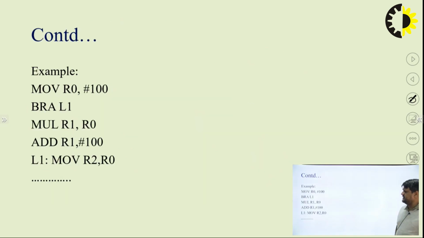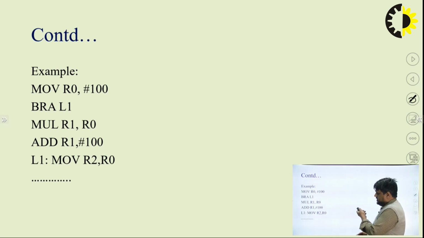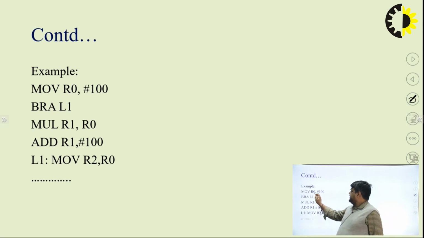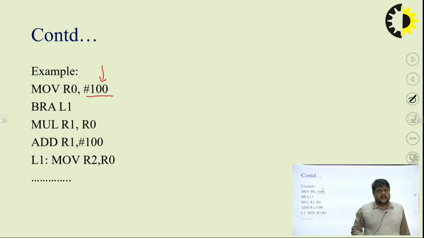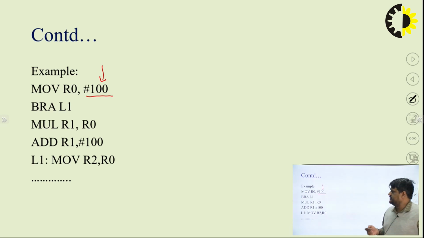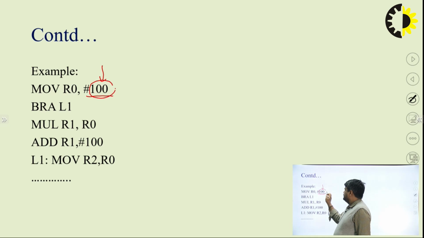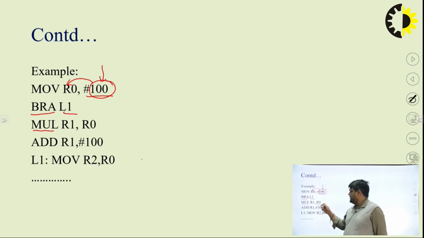Now I will move towards here, because it is working on the assembly code. You can see I have written MOV R0, #100. Basically, in assembly language, hash is put before a constant number, right? So you have to assign the value 100 to R0. After that, BRA, branching to L1. After that, you have written MUL, multiply R1 and R0. After that, you will perform addition. To whom will you perform the addition? R1 and 100, because this is a constant value. So the value inside R1 will be added with 100.